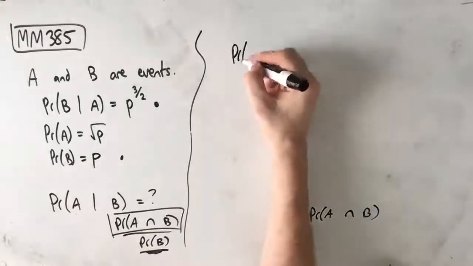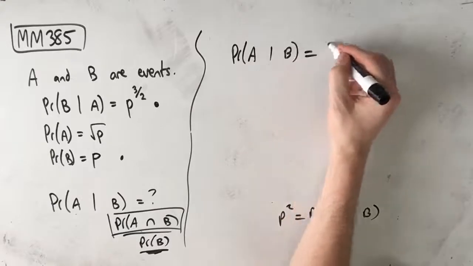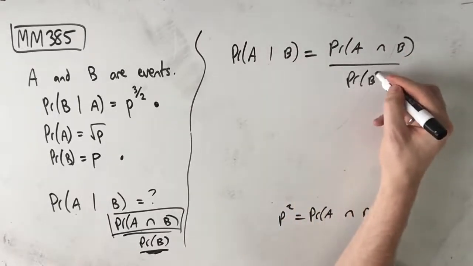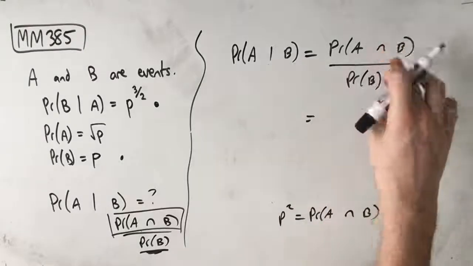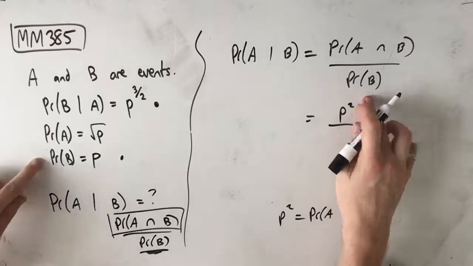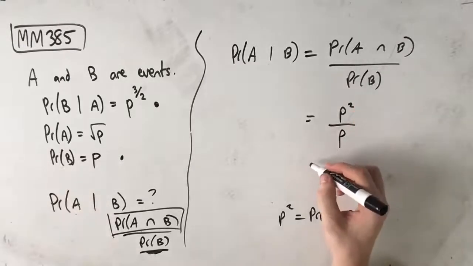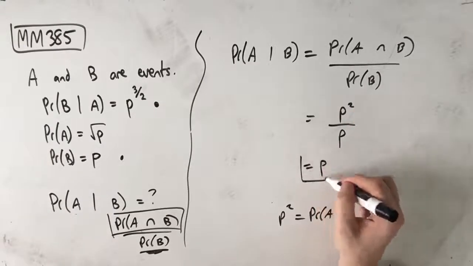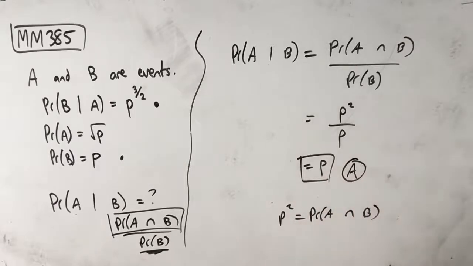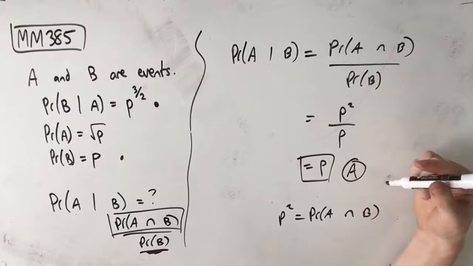So, we know that probability of A given B equals probability of A intersect B over probability of B, which means that A intersect B is p squared, probability of B is p, so p squared over p is p. So p is our final answer, which is our A choice. So guys, A is the final answer for MM385.